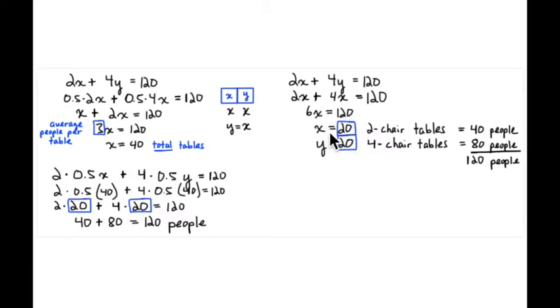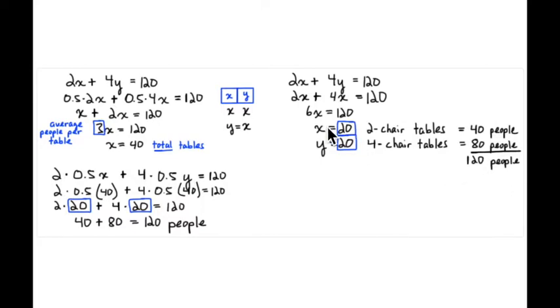So x, the number of tables I can seat 2 people at, is 20, and the number of tables I can seat 4 people at is also 20. So 2 times this 20 is equal to 40 people. 4 chairs per table times this 20 is equal to 80 people. Add them together, you can seat 120 total people.